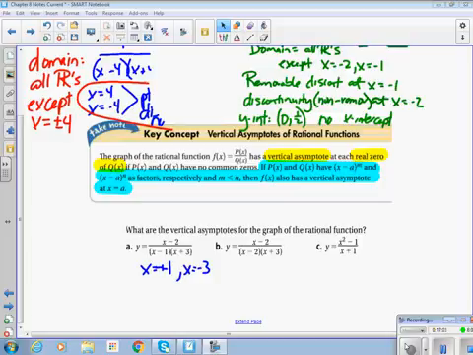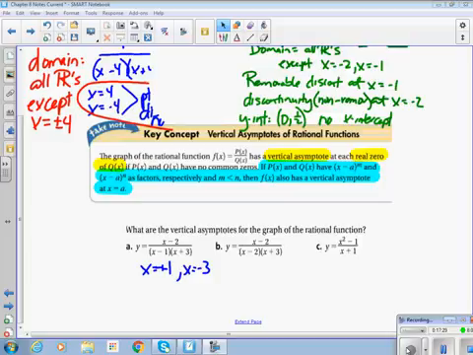All right, so x equals 1 and x equals negative 3. There is not a similar factor that cancels out between the two. So these are the vertical asymptotes. x equals 1 is a vertical line at 1 on the x-axis, and x equals negative 3 is a vertical line at negative 3 on the x-axis.